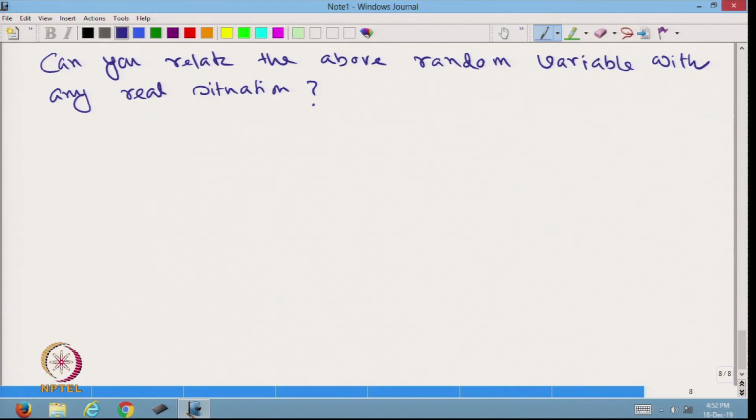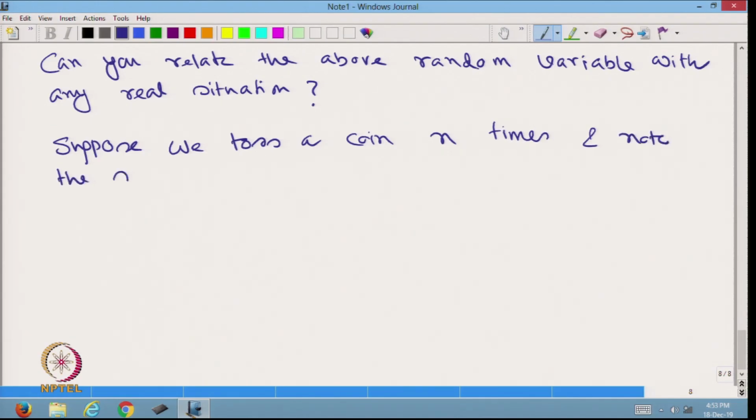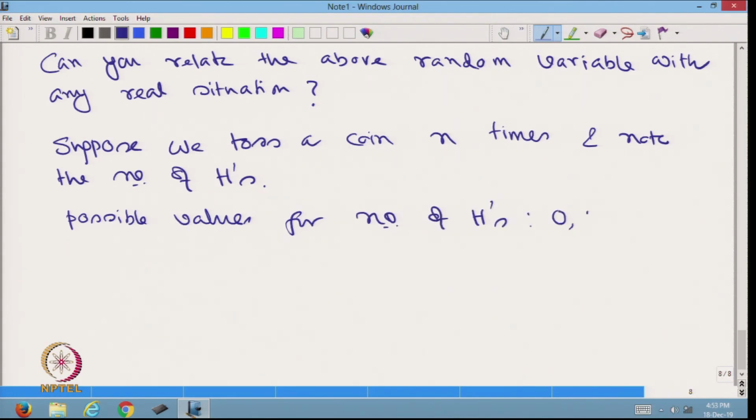Perhaps you can, but still let me explain. Suppose we toss a coin n times and note the number of heads, then possible values for the number of heads can be 0, 1, 2 up to n.